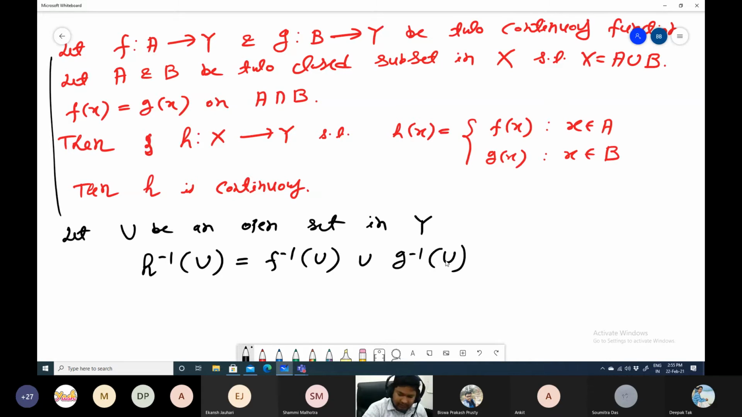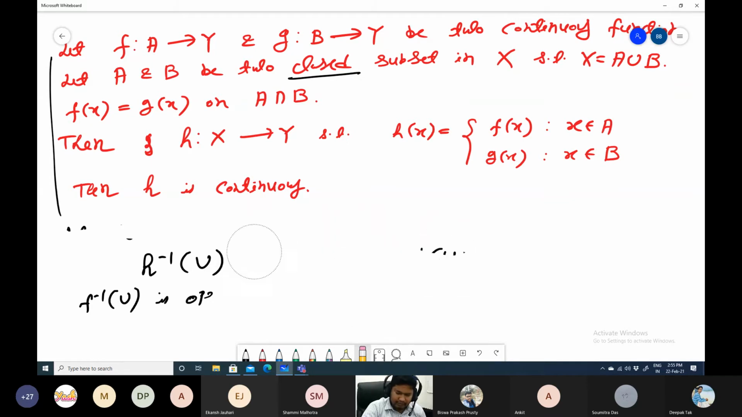Now f inverse U is okay. No, the problem is you have taken closed sets, right? So now we have to reverse the proof. So first of all, we cannot prove it via this one. First, we need another theorem actually.